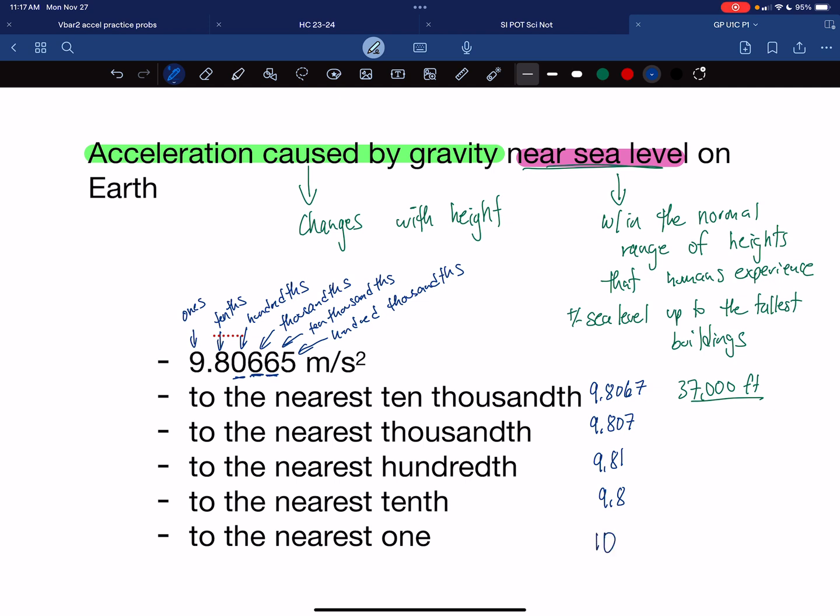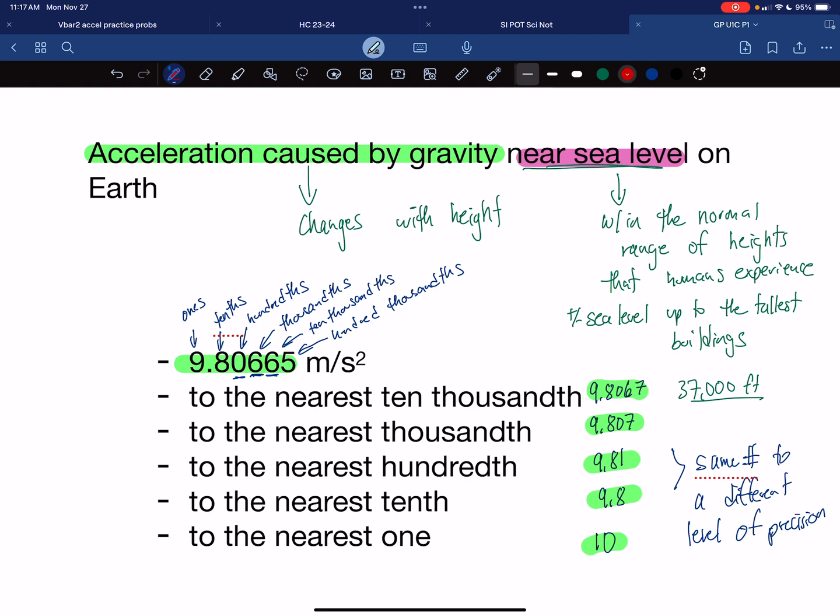Now, what we then can say about all of these values is that this value and this value and this value and this value and this value and this value, they all represent the same number. They represent the same number to a different level of precision. So all of those numbers represent the same thing, and we know them to different levels of precision.